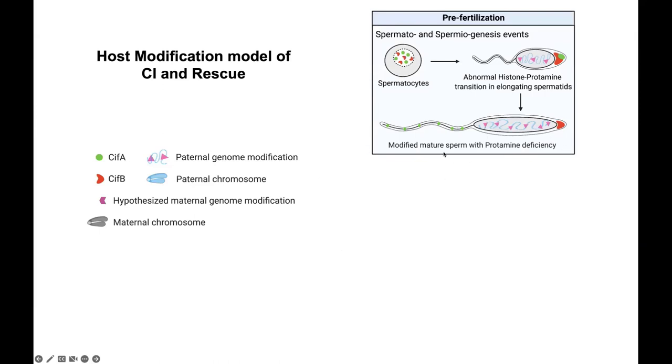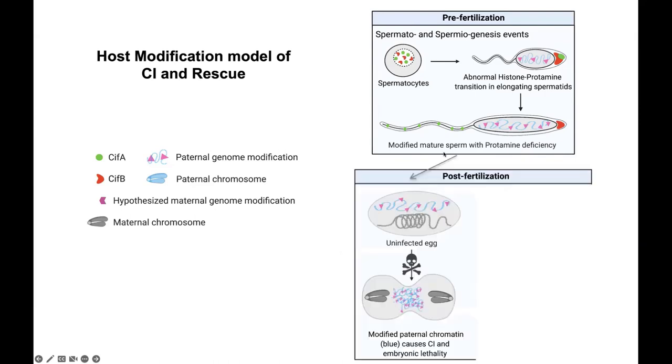So this is a model of CI and rescue. As I said, the modified mature sperm with protamine deficiency, when it goes to fertilize the females, what may happen is that if the egg is not carrying Wolbachia, then the maternal chromatin is not modified because there's no CIF-A or Wolbachia. But the paternal chromatin that comes with modification gets a lag in the sync of segregation of the chromosomes during first mitotic division. So due to this lag, the maternal chromosome, which is unmodified, can segregate to the opposite poles, but the paternal one does not. This causes embryonic lethality.